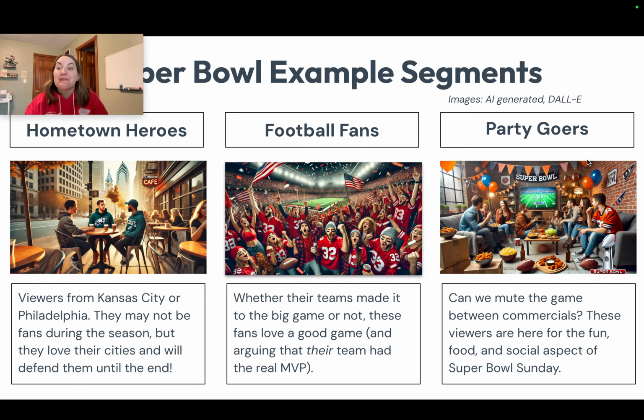Okay. And then you have the party goers. These are the people that may have just recently found out that it's Super Bowl Sunday. And I put there, can we mute the game between commercials? They're here for the fun. They're here for the socializing. They're going for the party and the wings and the nachos. They don't really want to watch football.